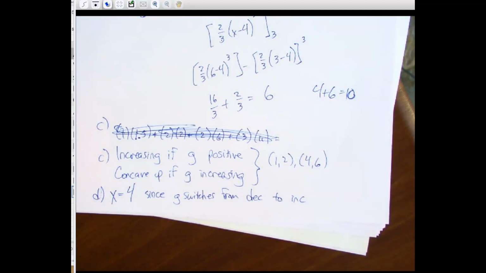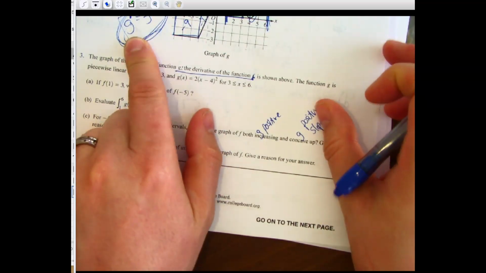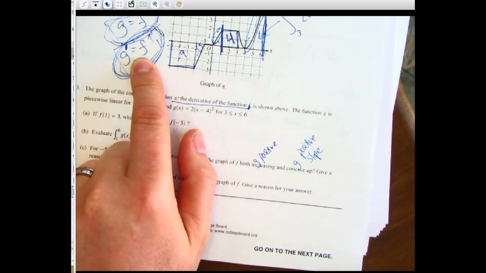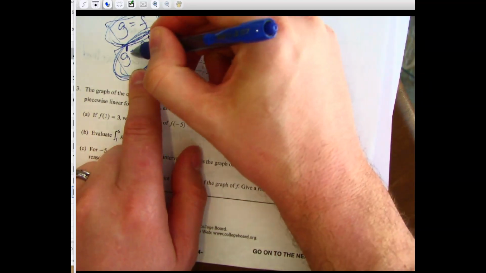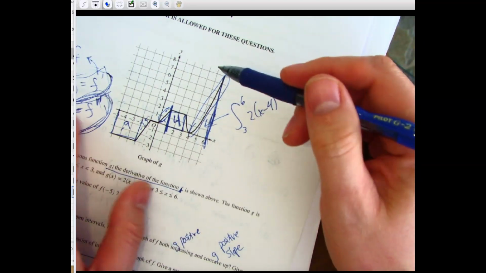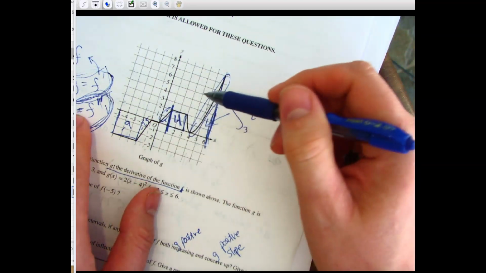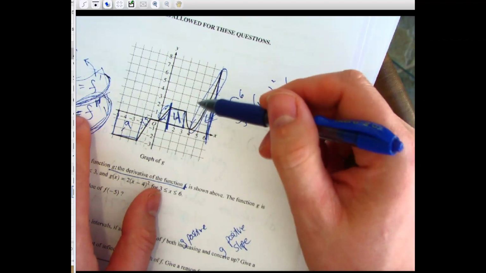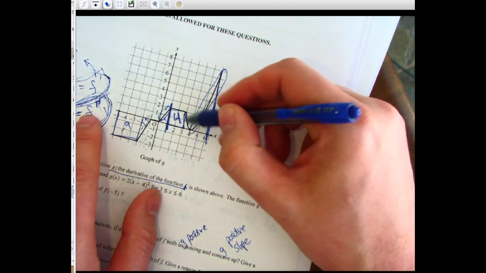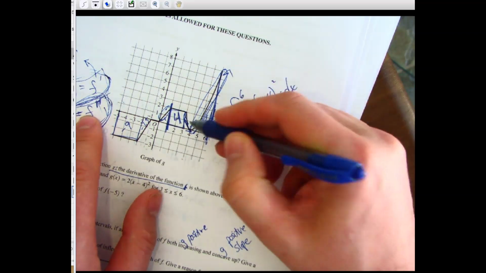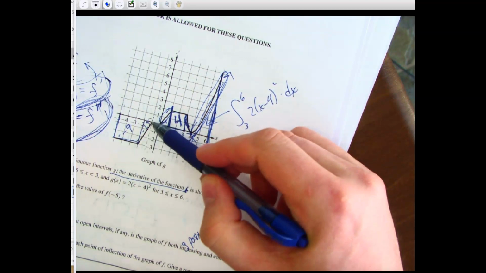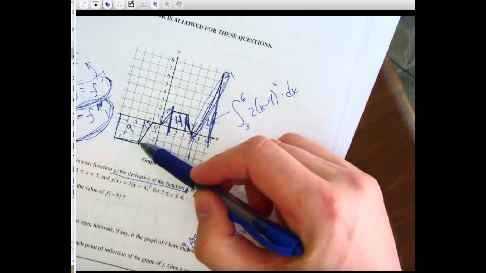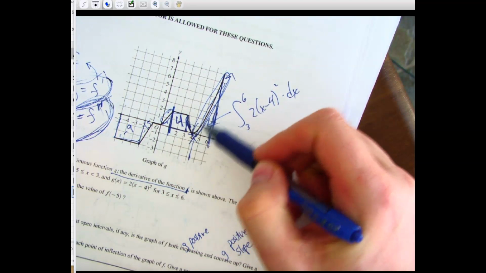And then part D, point of inflection. Well, point of inflection happens when the second derivative switches from positive to negative or negative to positive. The second derivative of f is the first derivative of g, and so that's the slope of this graph, and I want the slope of this graph to switch from negative to positive or positive to negative. And right here is the only spot that happens because we get a relative min there. These aren't really points where things turn around because it's flat, turn, flat, turn, flat, turn. But right here, there's that corner.